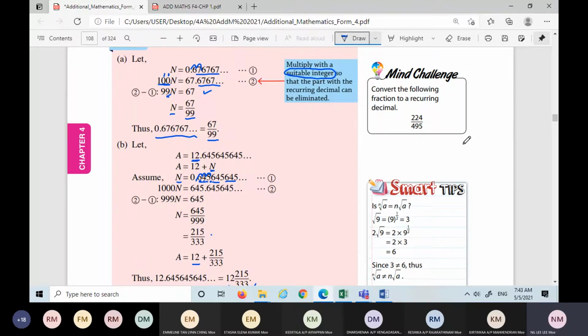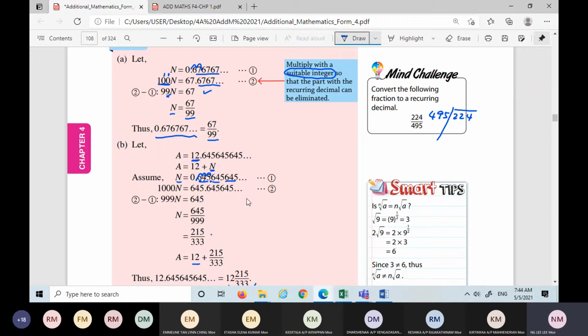Look at this. Convert the following fraction to a recurring decimal. How to do this? Just now you learned from recurring decimal to fraction. Now the other way around. From a fraction, how to get a recurring decimal? Either you do it this way, or the normal way, which is long division: 224 divided by 495.